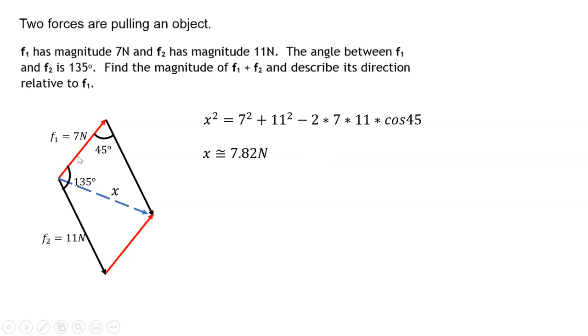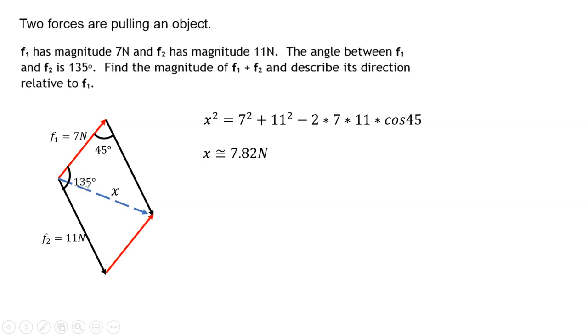7.8 newtons, she says. I get 2 decimal places, but absolutely, well done. But now we also have to give its direction relative to F1. So here's what we need. We need the angle that goes between these two right here. So when I give an answer, I'm going to say it's 7.8 newtons and this number of degrees from F1. So we're trying to find this angle right inside here.